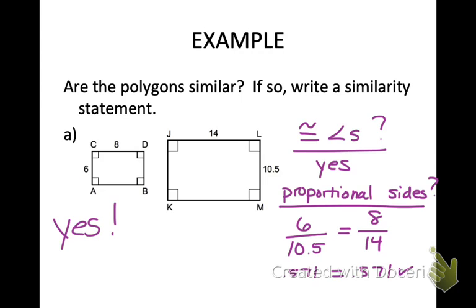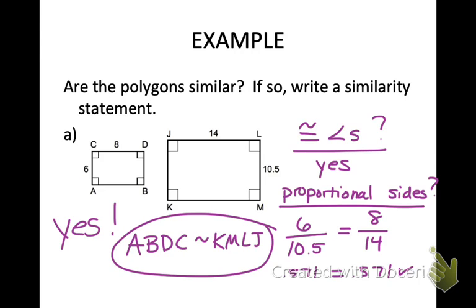And now I'm going to write a similarity statement. Well, it's not a triangle, so I don't need to put any symbols in front. So I'm going to go rectangle ABDC, I guess. So ABDC is similar to, what would be the order on the other side? Good. KMLJ. So there would be your similarity statement.